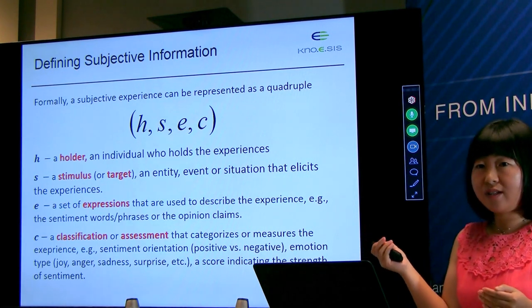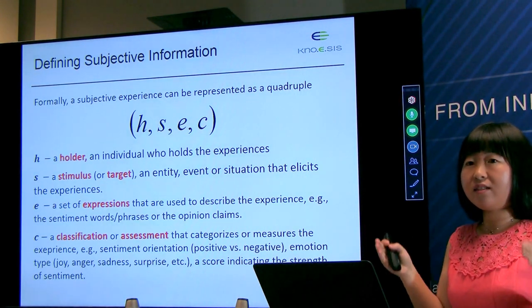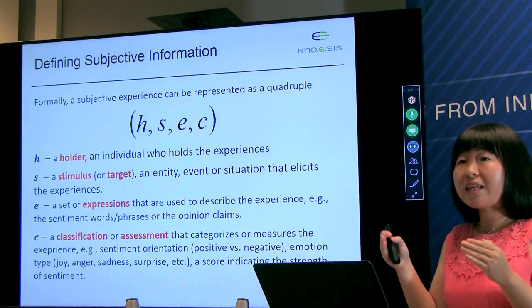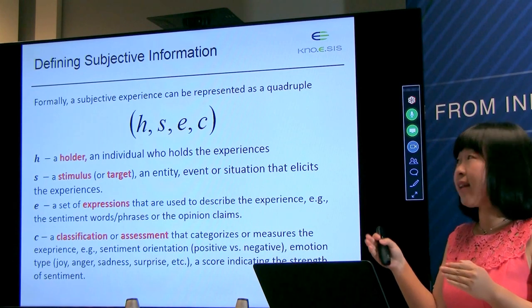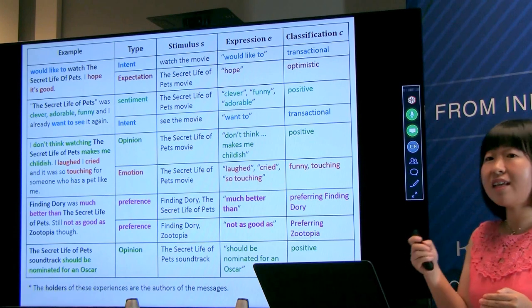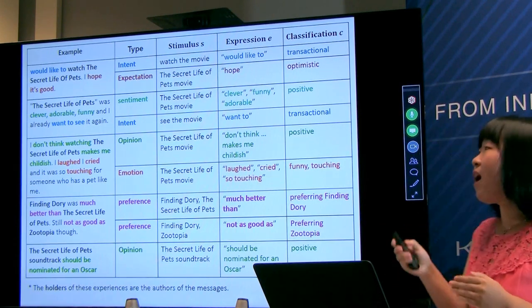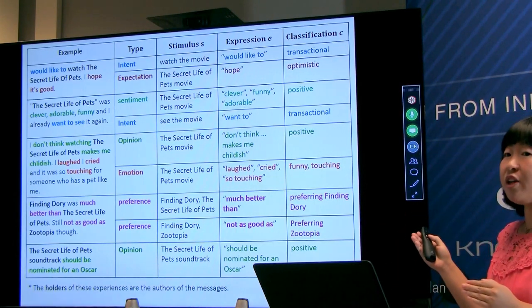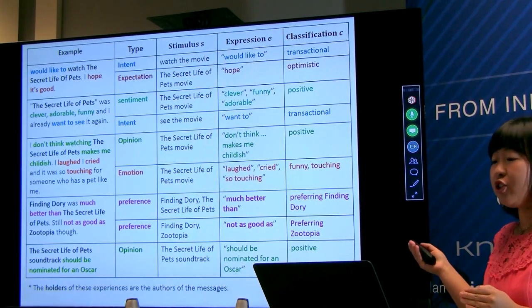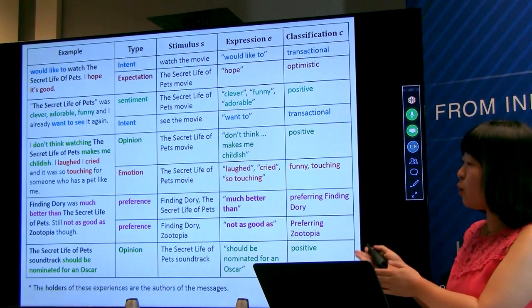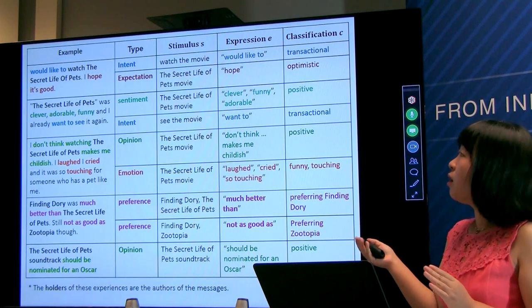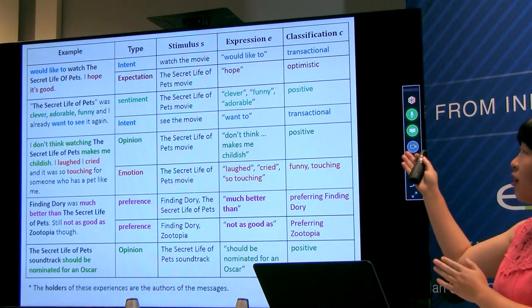Using this framework, we can now formulate the problem of extraction of subjective information into a data mining task, which aims at extracting four components from textual content. If you look at these examples again, from all these examples for all types of subjective information, we can extract their holders, stimulus, expressions, and classification. Because in all these examples, the holders are the authors of the messages. But they have different stimulus or expressions.